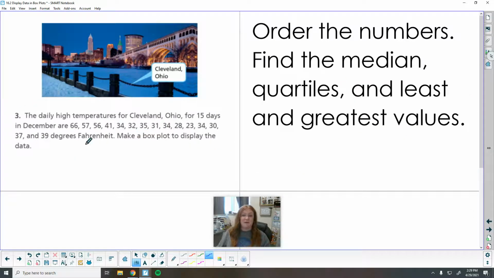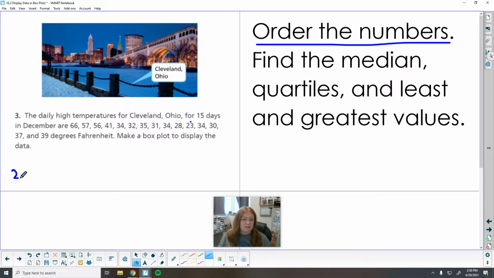Okay, number 3 tells us 15 days of temperatures in December in Cleveland, Ohio. So we want to start and order the numbers. So go ahead and put those numbers in order.